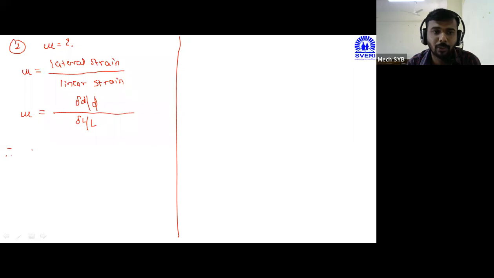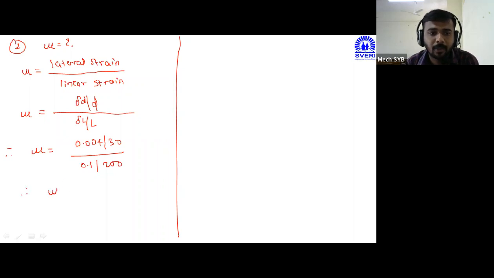So all the values are with you. Mu is equal to change in diameter 0.004 divided by original diameter 30, divided by delta L 0.1 divided by original length 200. Mu is equal to 0.26.